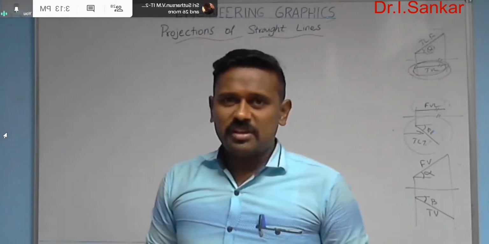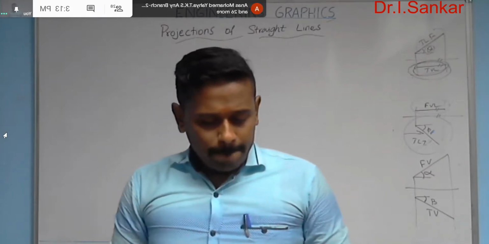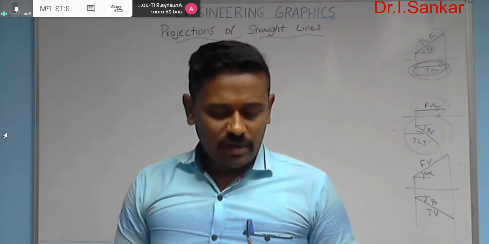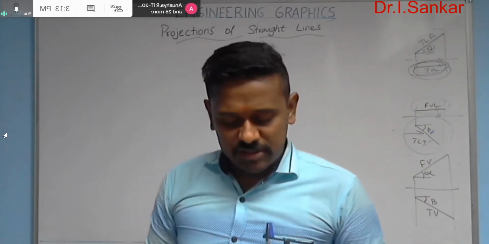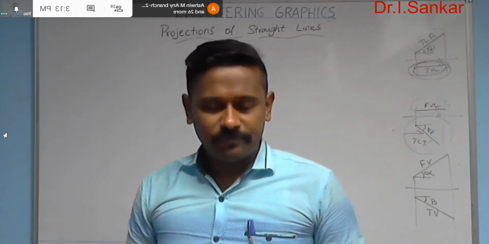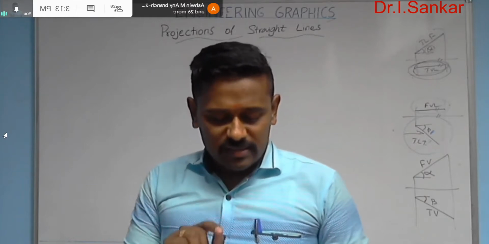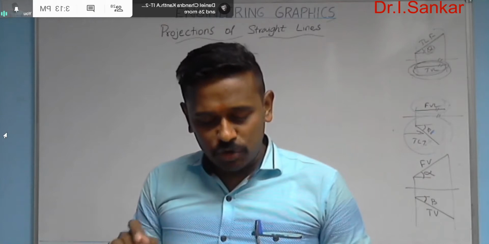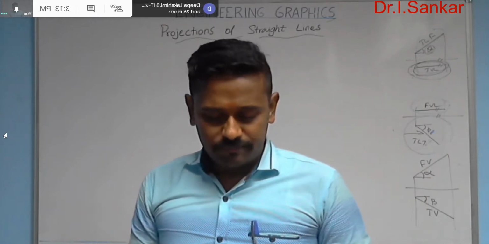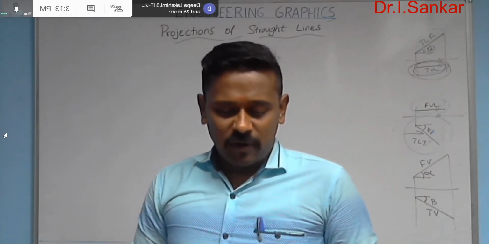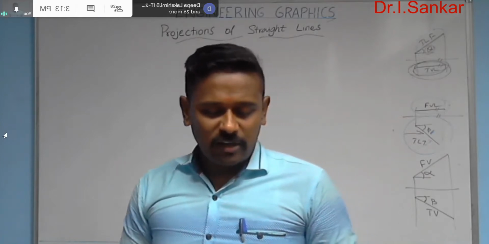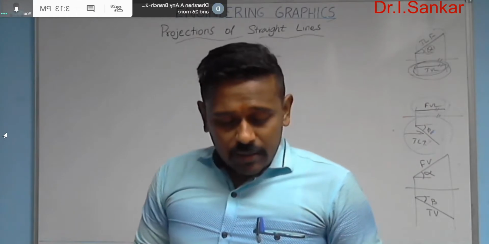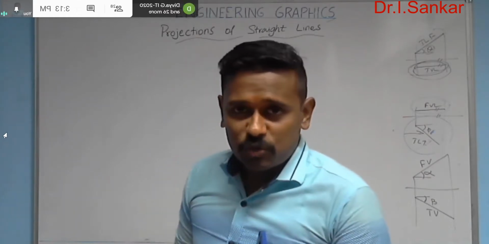The next question is, one end S of a line SR 70 mm long is in both HP and VP. The line is inclined at 40 degree to HP and 35 degree to VP. The angles are openly given. It's a very simple problem actually. Draw the projections. So this is what the question is.